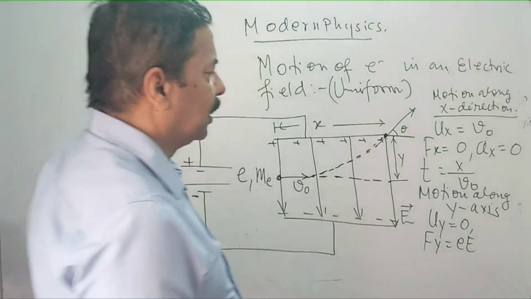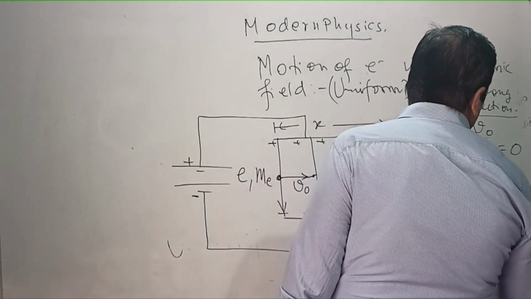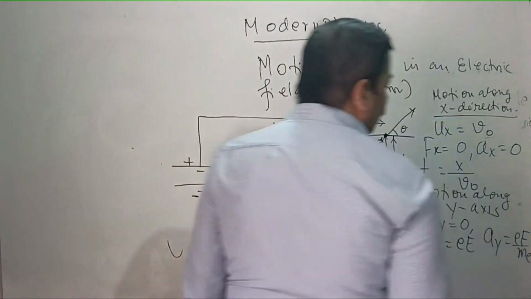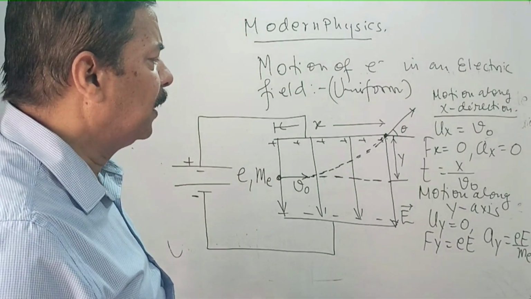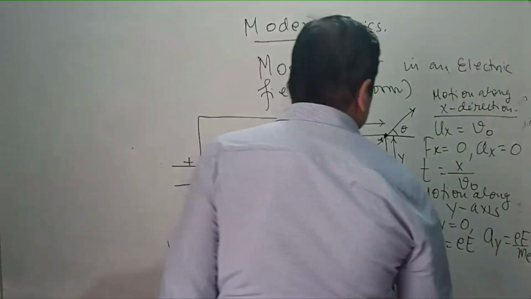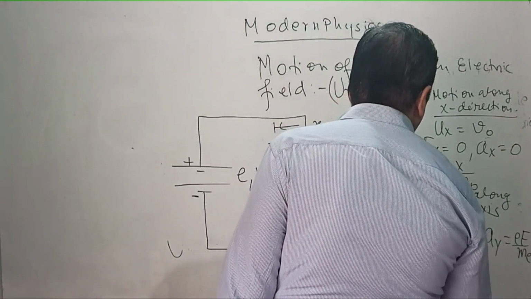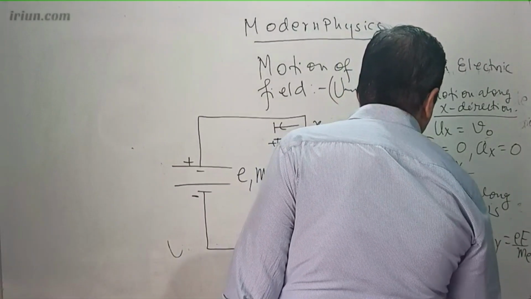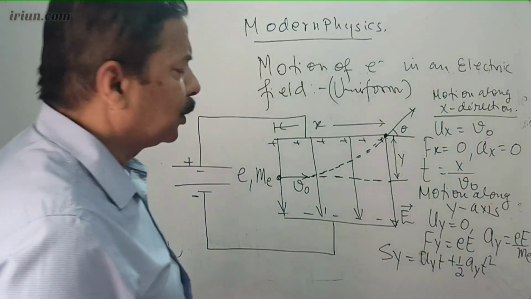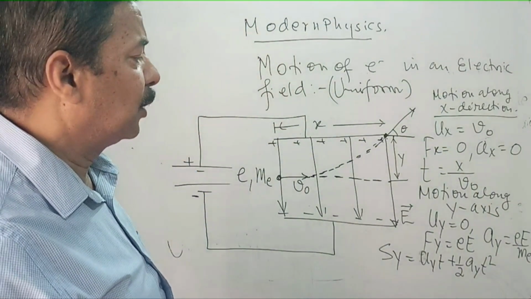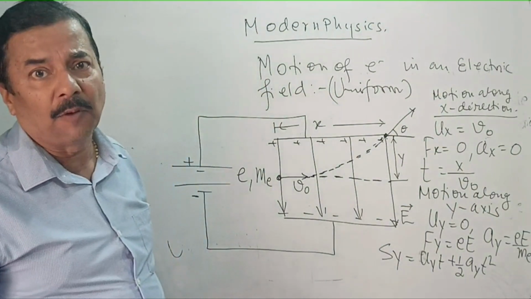Charge in an electric field. Acceleration in the y direction: a_y = eE/m. If we want to find the vertical displacement y, we use the formula s = ut + half at square. In the y direction, we are talking about s_y = u_y t + half a_y t square.